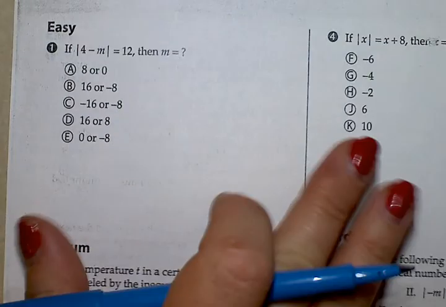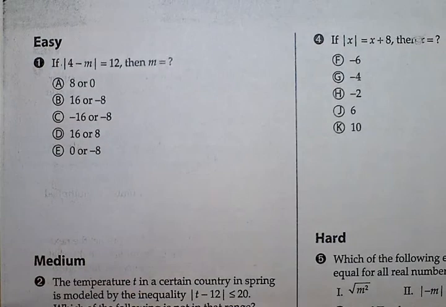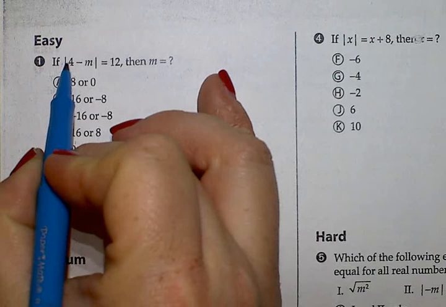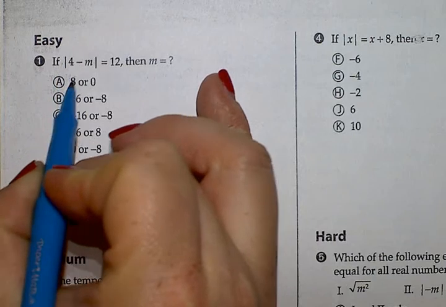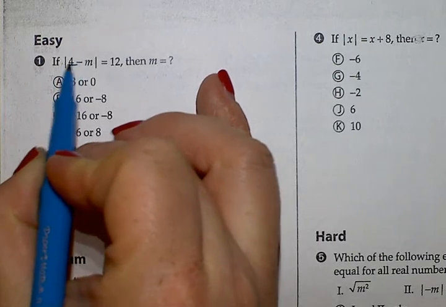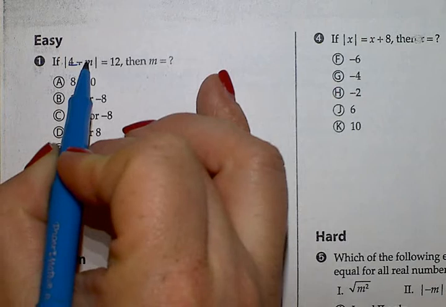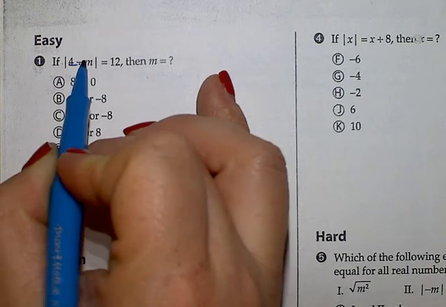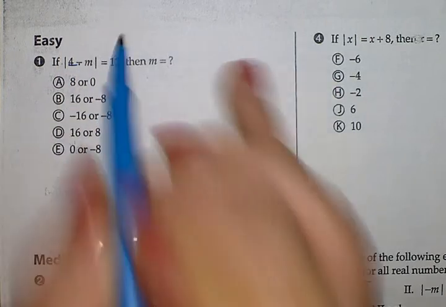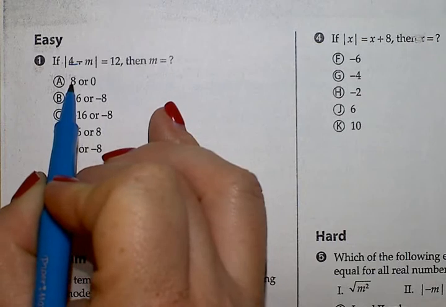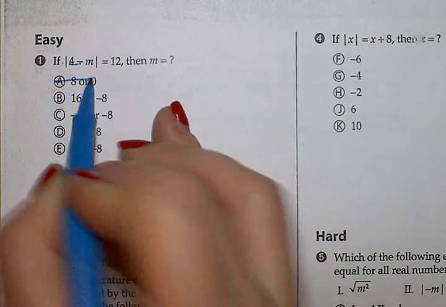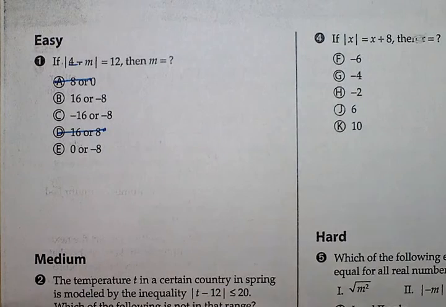So here's an example where some students may say, oh my gosh, it's the middle of the test, I forgot how to do the math. So what could they do? They could do this. 4 subtract 8 is negative 4. The absolute value of negative 4 is 4. Does 4 equal 12? That means wherever I plugged in an 8, it didn't work. Wherever I see a positive 8, I cross it out because I know 8 doesn't work.